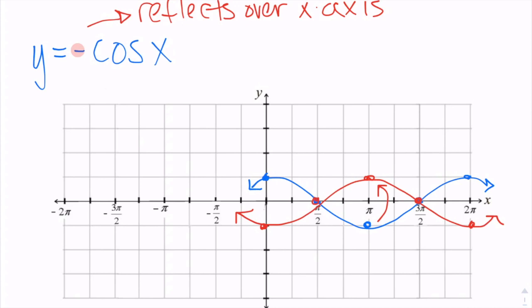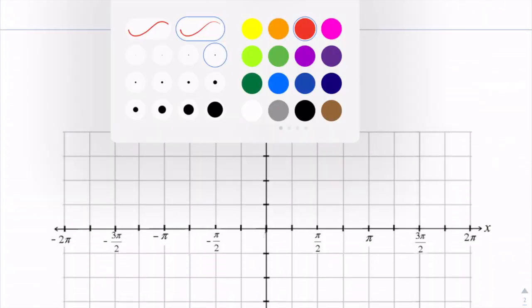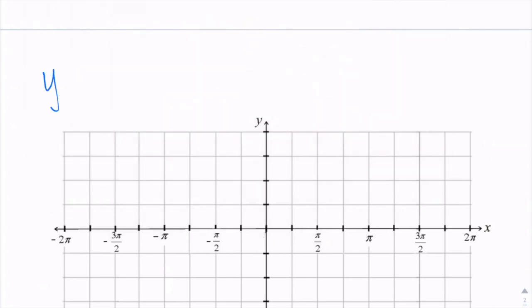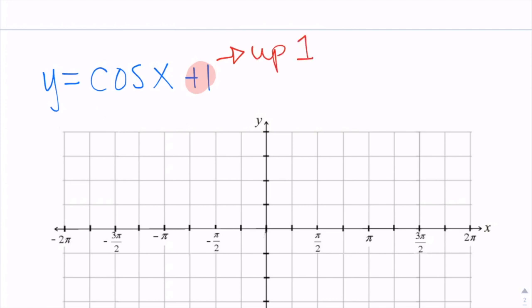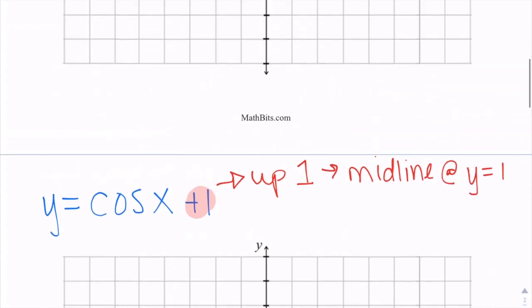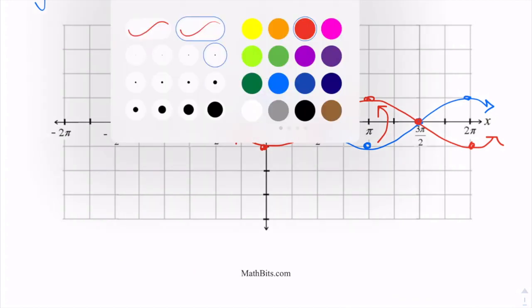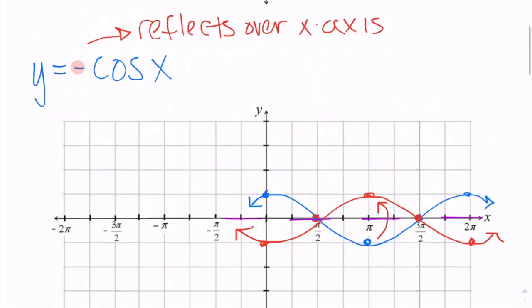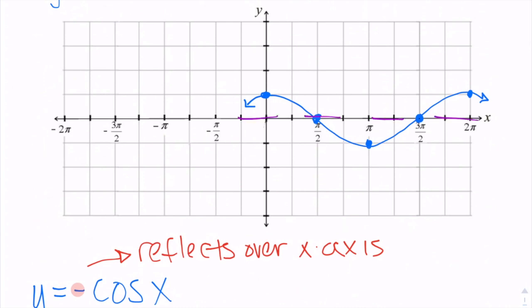Alright, so now we're going to go to our next cosine function. This function is going to be y equals cosine of x plus 1. And this plus 1 on the end actually moves your function up 1, which creates what we want to call a midline at y equals 1. If you look up here, the midline of these functions is actually just your x-axis at 0. And so same here, it's just where the middle of your function is.